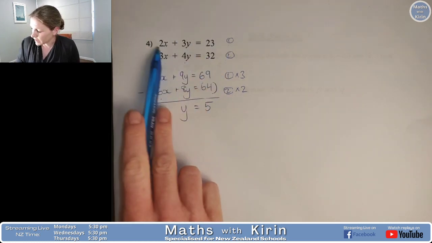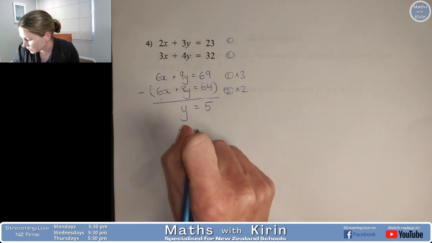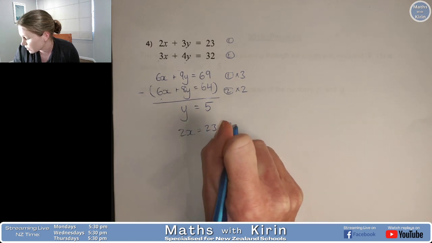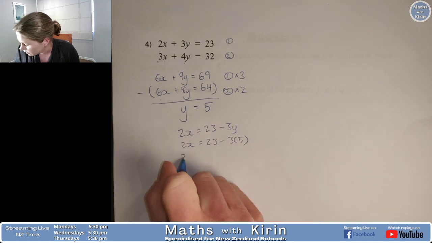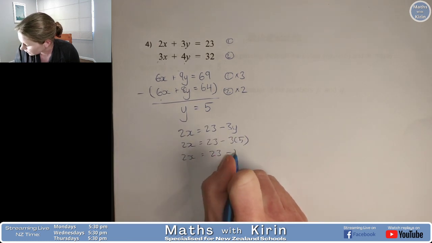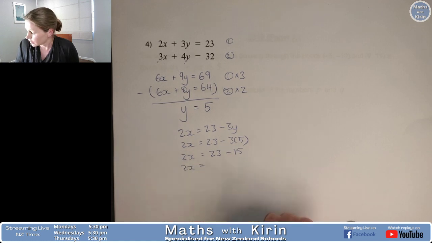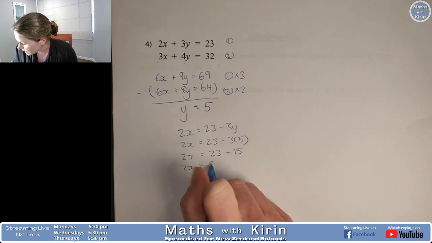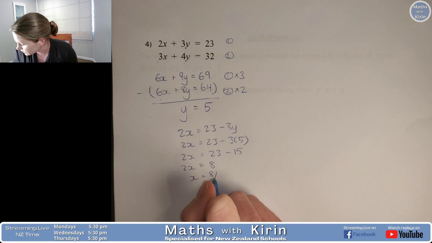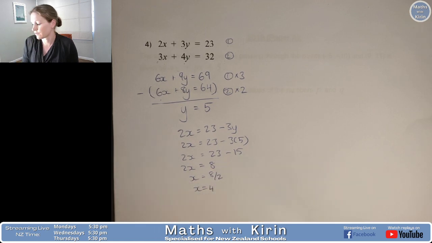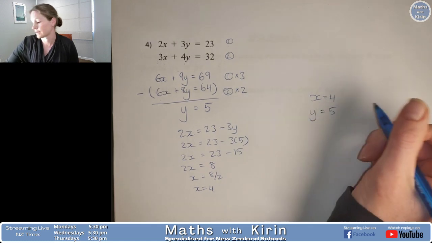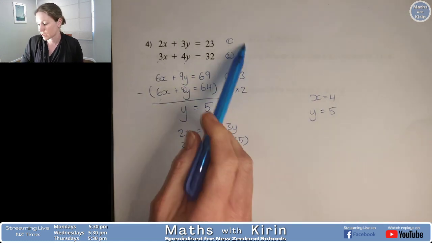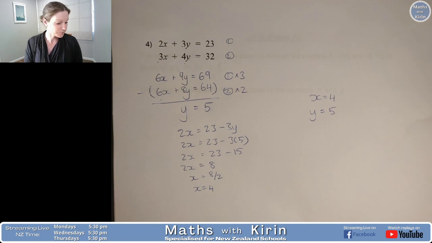From here, finding x, I'm going to use the top equation. So 2x is equal to 23 minus 3y. So 2x is 23 minus 3 times 5. 2x is 23 minus 15. 23 minus 15 is 8. So x is equal to 8 divided by 2, which is 4. So two solutions, x is equal to 4 and y is equal to 5. Again, you may want to substitute just to double check, particularly in an exam situation.